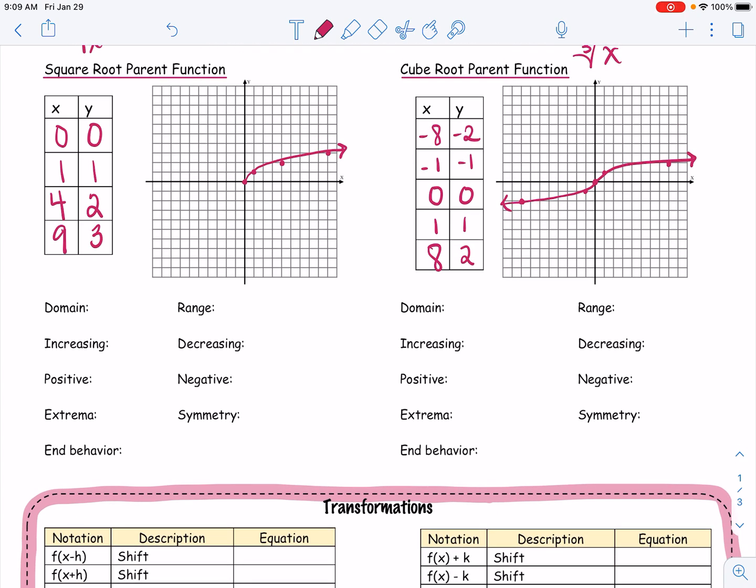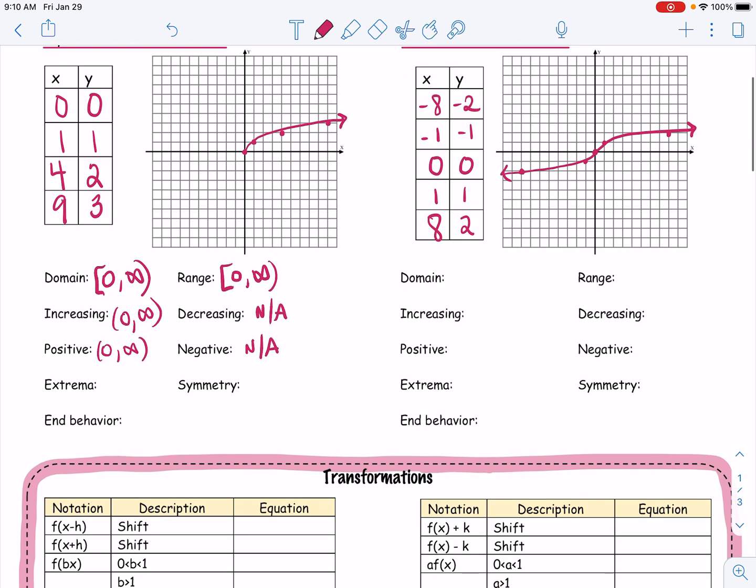We can still find the characteristics of both of these. Domain for the square root parent function. This is the first parent function that is not going to have the domain of negative infinity to positive infinity. For this domain, we are including 0, and we're only going to positive infinity. Same thing for our range. We're starting at 0, and we include it, and we go to positive infinity. This graph is increasing the entire time, so starting at 0 and going to infinity. It's decreasing nowhere. It's also positive the whole time, negative nowhere.